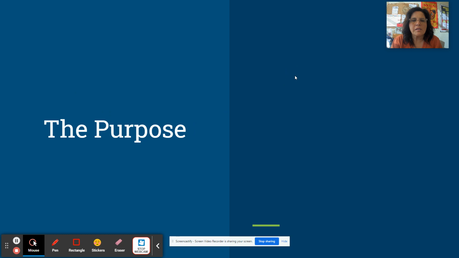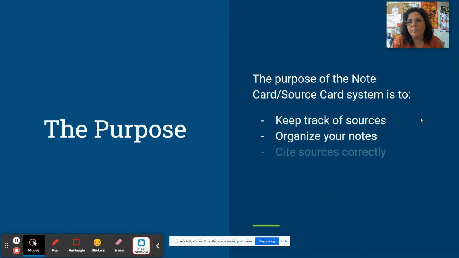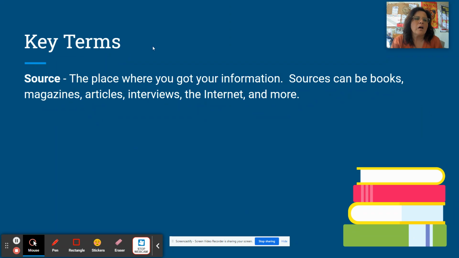So the purpose of the note card system is so that we can keep track of our sources, we can organize our notes later, we can cite sources correctly, and we can avoid plagiarism. That's probably the most important thing when you're doing a research project, is avoiding plagiarism. The key terms for this are: a source is a place where you get your information.